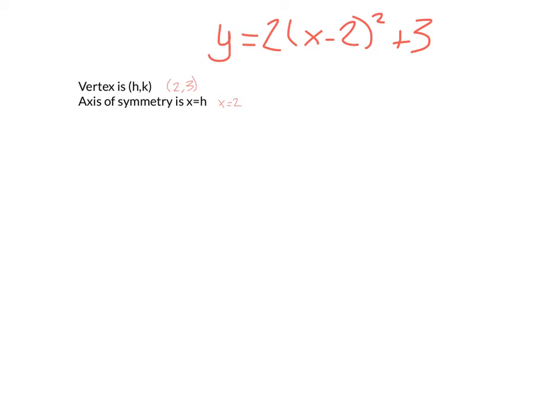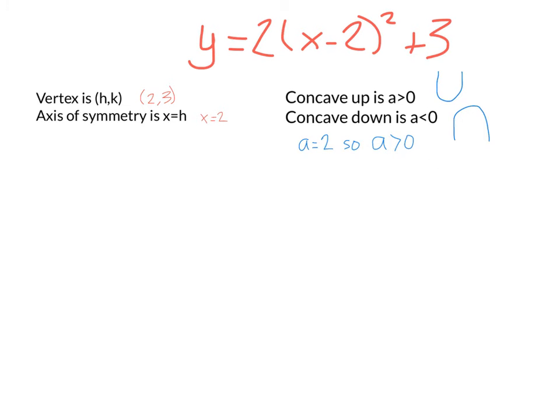In this equation, we need to find the vertex. The vertex is (h, k), so the vertex is (2, 3). We also need to find the axis of symmetry, which is x equals h, so it would be x equals 2.